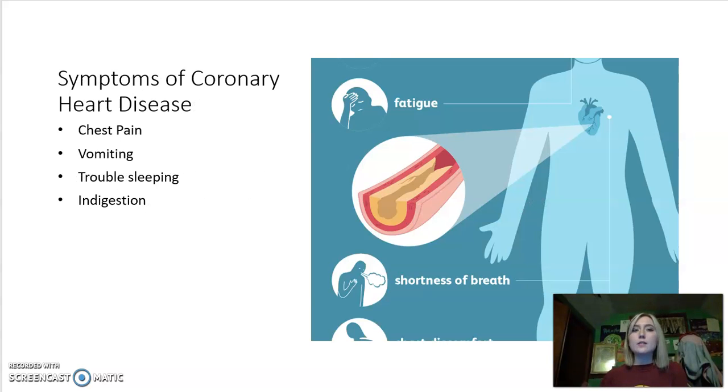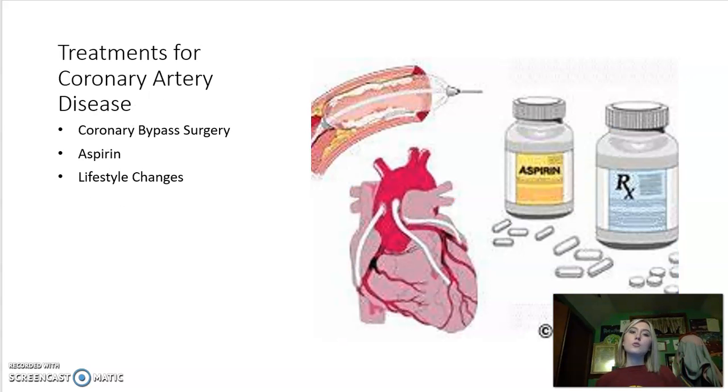So what are the symptoms? Again, since we know the symptoms of atherosclerosis, a lot of the symptoms go hand in hand. However, there are a few differences. So you do have that chest pain. Vomiting is actually a symptom. Trouble sleeping, and indigestion.